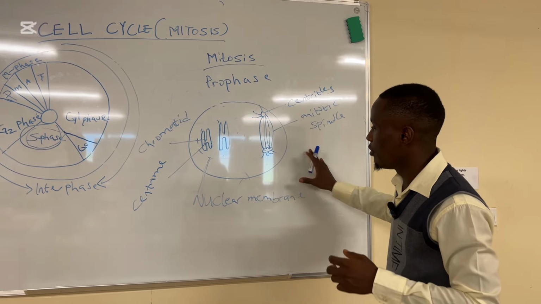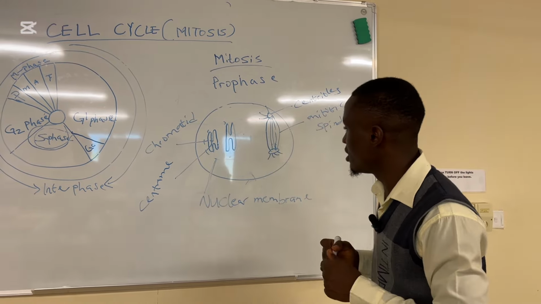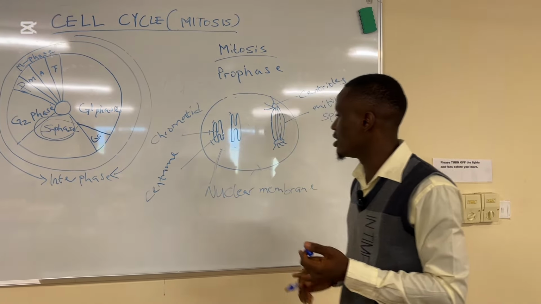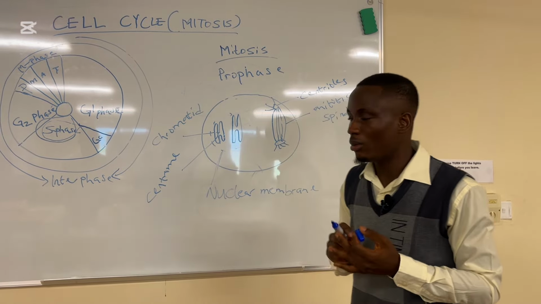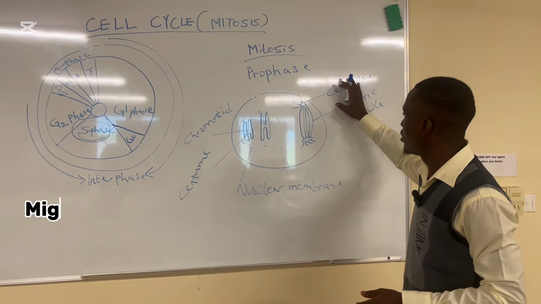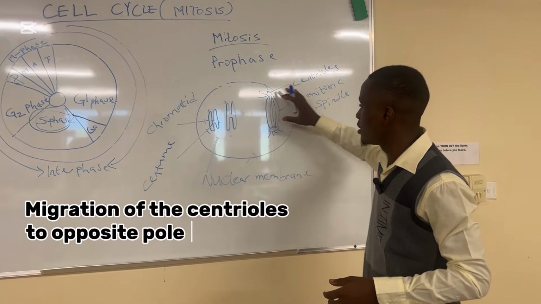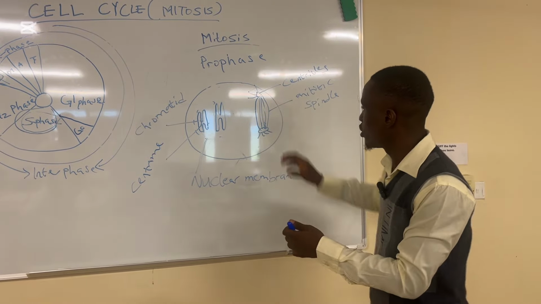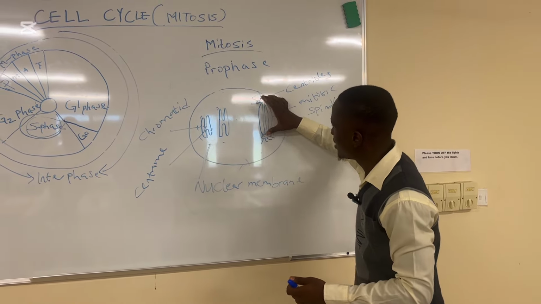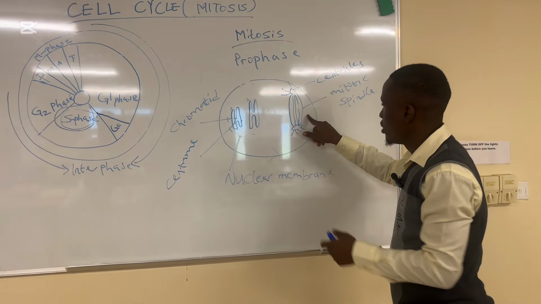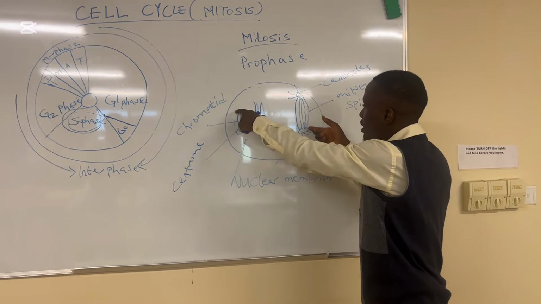And for the fourth thing that happens during the prophase stage, remember I said four things are going to happen. One, nuclear membrane disintegrates. Second, chromatid become more visible. Third, centrioles and mitotic spindle are formed. For the fourth part now, the centrioles migrate to the opposite side of the cell. Just imagine me taking this aspect like this and then turning it this way, so that one end of the centriole is here, the other end is here, so that it will now be one on either side.